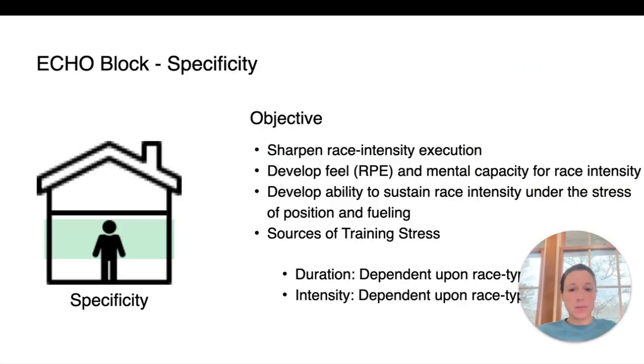The specificity block is for that race-specific execution. Now, depending upon your race type, it could be super long, it could be super short. So we really look at what the athlete needs in regards to the specificity of their race. So we want the athlete to develop a rate of perceived effort at their race pace, and then use that to sustain that intensity under stress of position. So if you are a triathlete, getting into your TT bars for an extended period of time at race pace effort, that is the source of where you get your training stress.